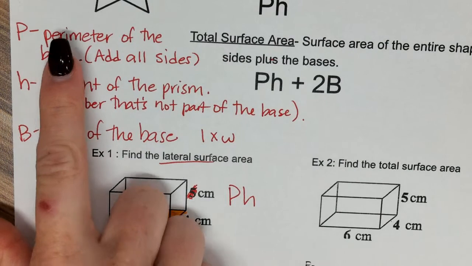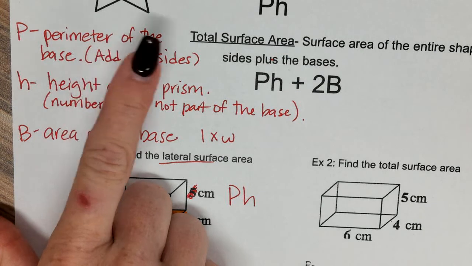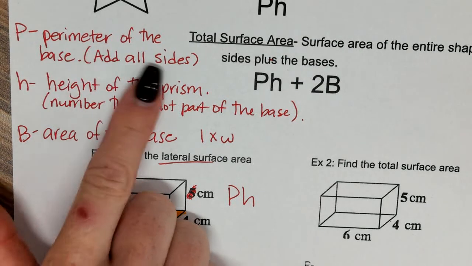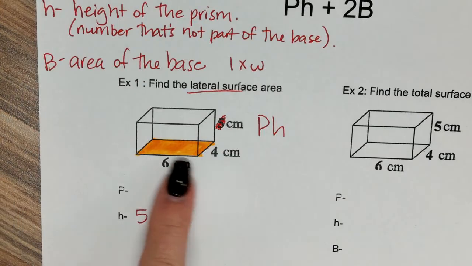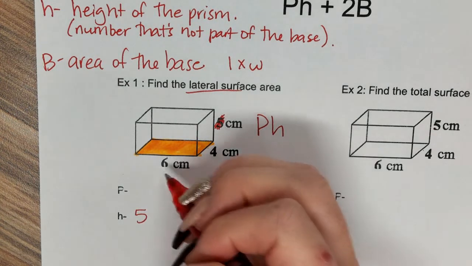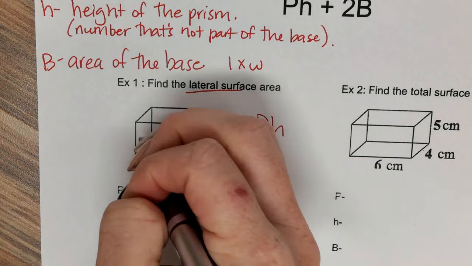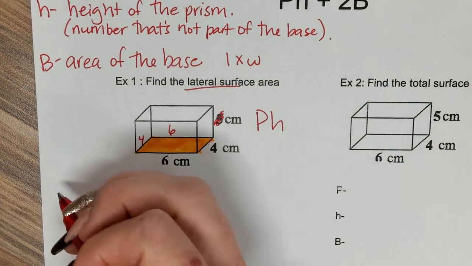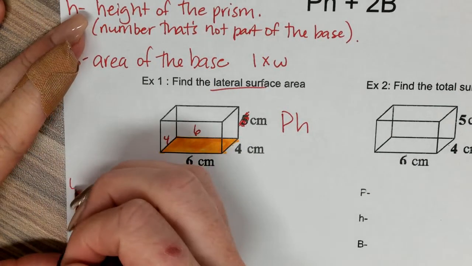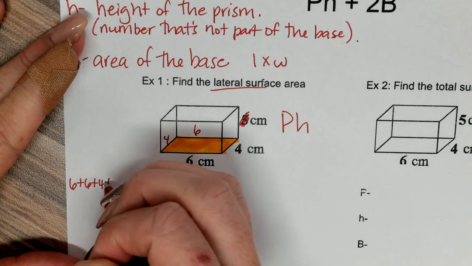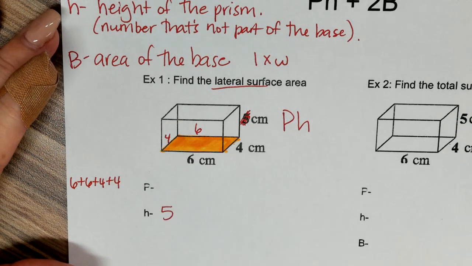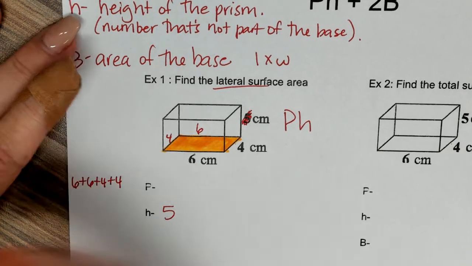Now we're going to find P. What does P stand for? Perimeter of the base. How do we do that? How many sides does this base have? So 6 plus 6 plus 4 plus 4. And I want you to write that right over here so you know how you did it. 6 plus 6 plus 4 plus 4, which is 20.